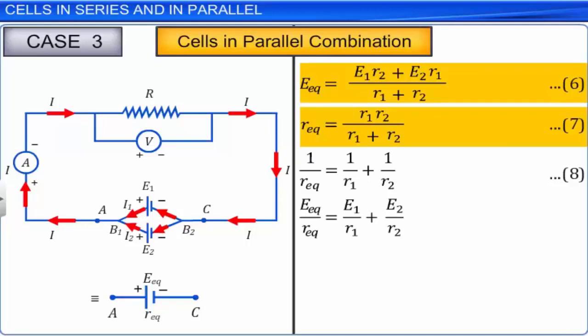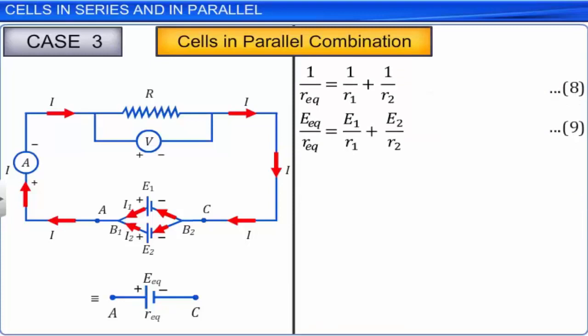In the circuit that we used, two positive terminals are joined to each other, and similarly, two negative terminals are joined to each other, and currents I1 and I2 are flowing out of the positive terminals. If the negative terminal of the second cell is connected to the positive terminal of the first, equations 8 and 9 are still valid by replacing E2 with minus E2.